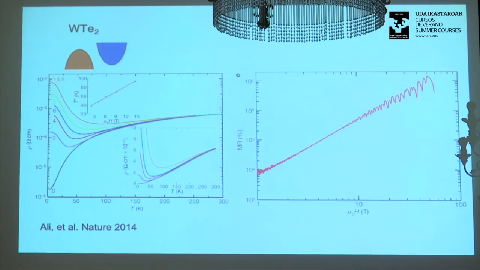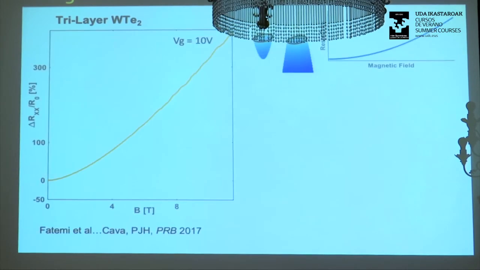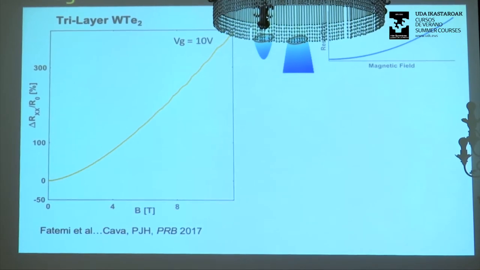So what we did is we exfoliated some devices, and we chose tri-layer WTe2. I'll tell you in a moment why tri-layer. This happens to be also a semi-metal, but it's thin enough that you can change the density of electrons by making a field effect transistor geometry similar to the other devices that I described. So we measured the magnetic resistance as a function of, in this case now, a 10 volts gate voltage.